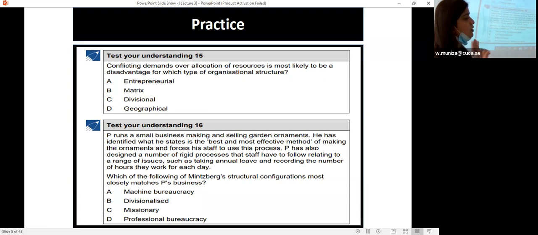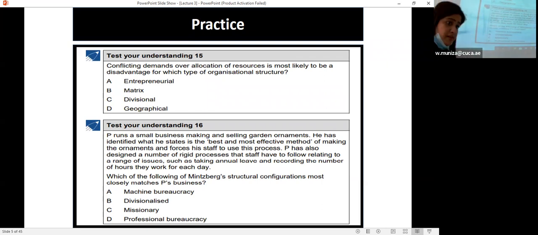Conflict of demand over allocation of resources, because when the budget is made, the resources have to be allocated among different departments. So conflicting demands over allocation of resources is most likely to be the disadvantage for which type of the organizational structure?